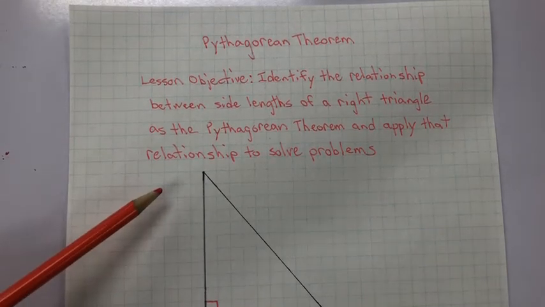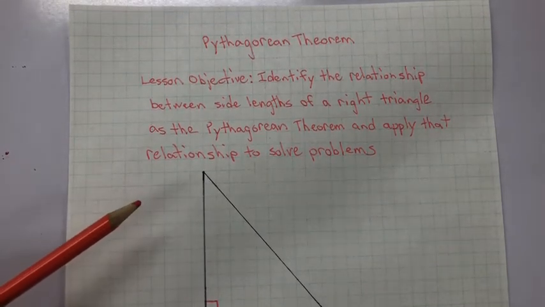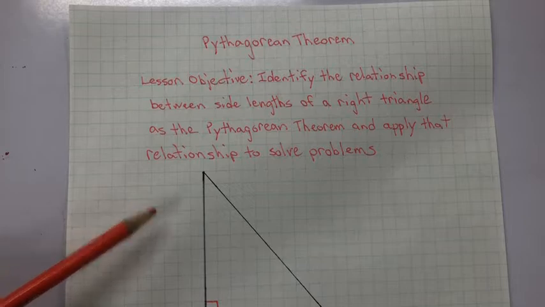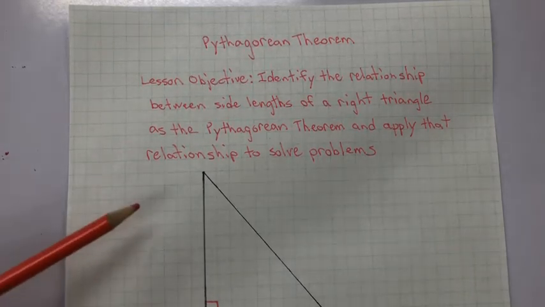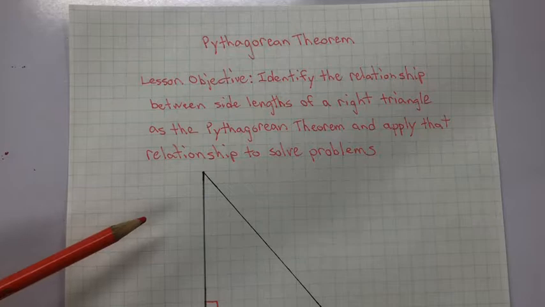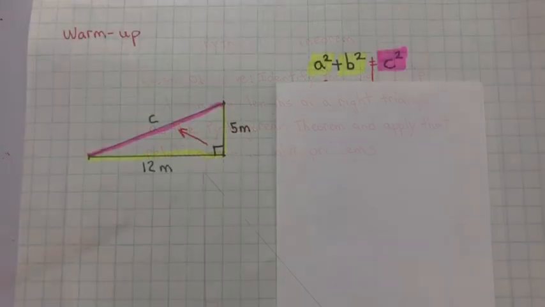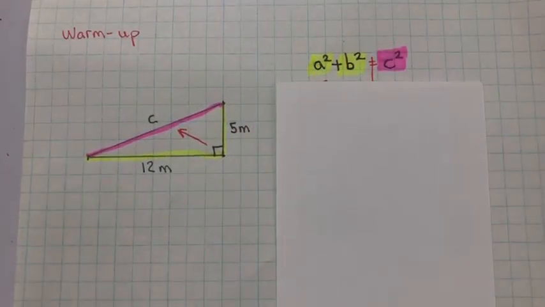Today's lesson objective is to identify the relationship between the side lengths of a right triangle as the Pythagorean theorem and apply that relationship to solve problems. Specifically, today we'll be solving word problems. So first we have our warm-up.